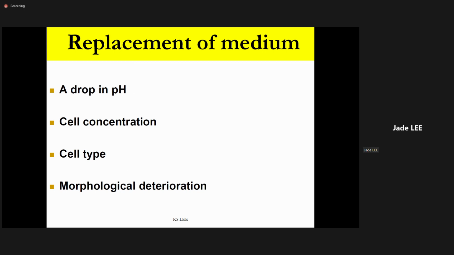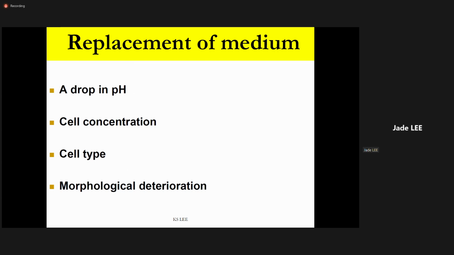Okay. The second method is the cell concentration. You can take a bit of the sample and examine it under the microscope and look at the cell concentration. If the cells are concentrated and reaching confluence, that's also an indicator for us to replace the medium. Another one is the cell type, because you have fast growing cells and slow growing cells, depending on the cell characteristics. If you have fast growing cells, the replacement of the medium is much more frequent compared to slow growing cells.